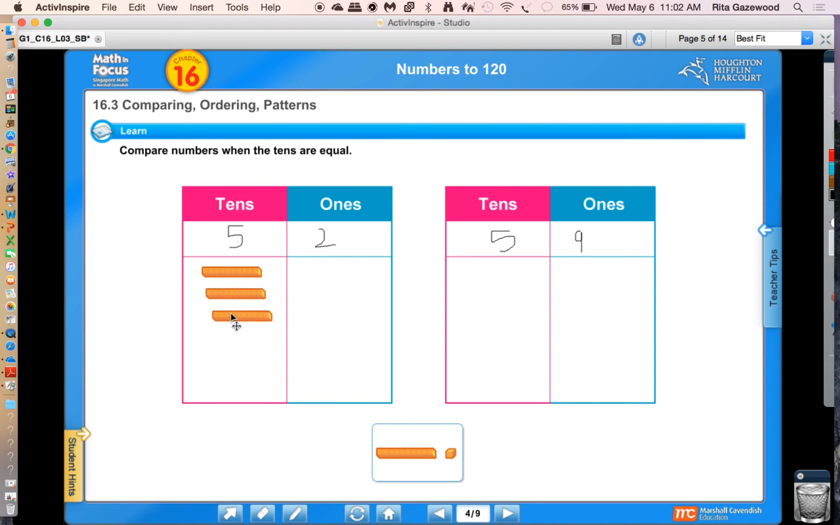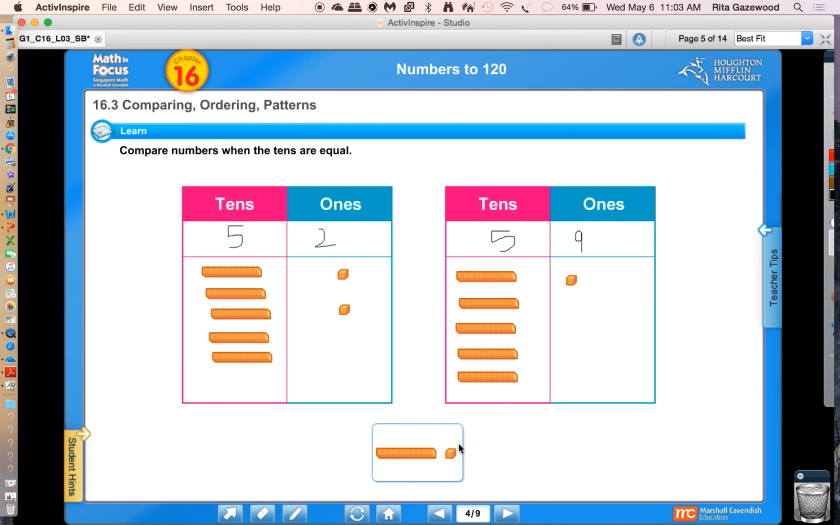1, 2, 3, 4, 5, and then ones. How many ones? That's right, 2 of them. 1, 2. And in the number 59, I also have 5 tens. 1, 2, 3, 4, 5. And then I have how many ones?